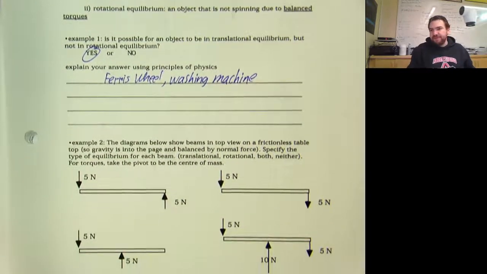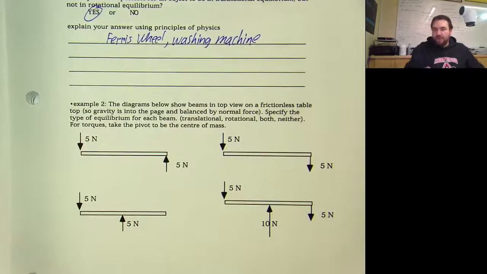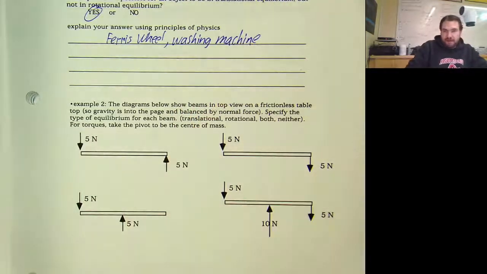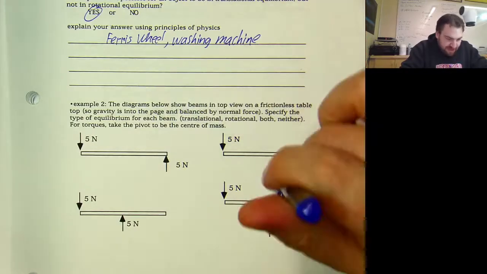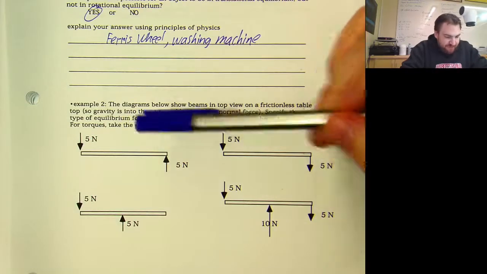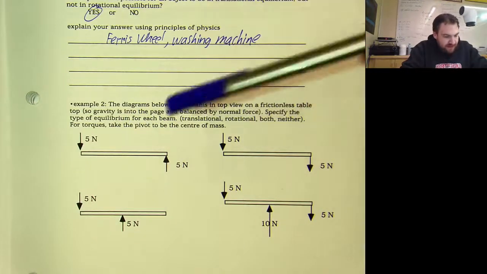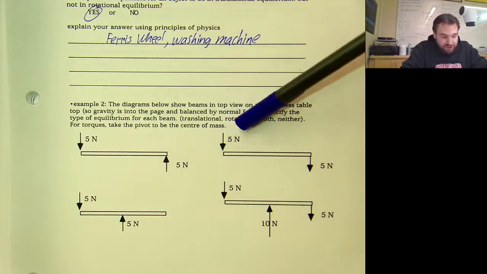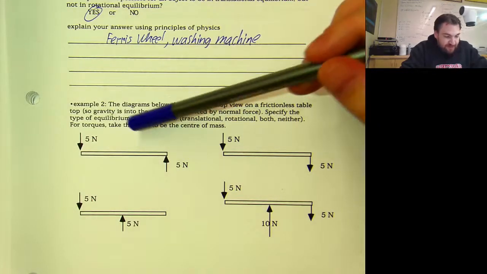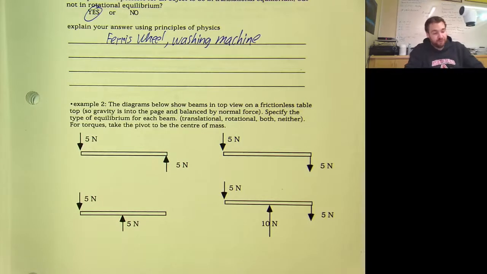So some examples. We got some diagrams here. We got some beams sitting on a frictionless table, so we're looking down on these things. The tabletop would be like the page. So gravity is into the page, and normal force would be up out of the page. We want to specify the type of equilibrium each beam has, whether it has translational equilibrium, rotational, both, or neither. For torques, we want to take the pivot to be at the center of mass, and these things are uniform, so we're going to assume that the center of mass is the center of our object.